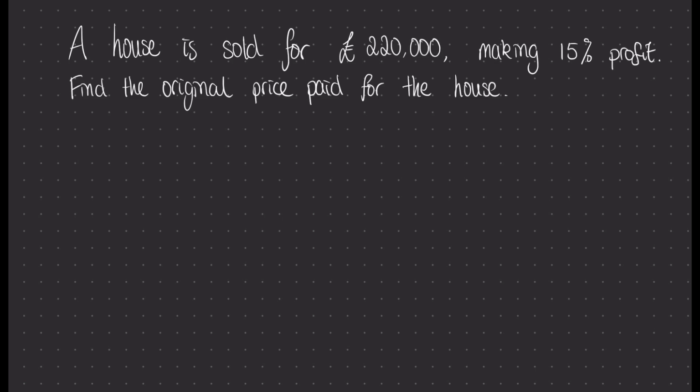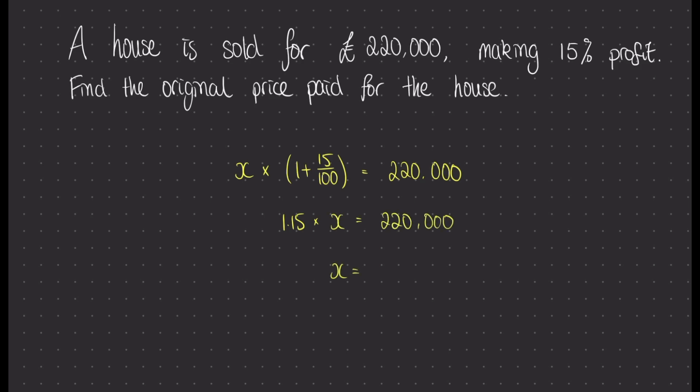We don't know the original price, but we know the new price. So the way that we do that is to set up the equation pretending that we do know the original price. The original price in this case we can replace with an unknown variable. I'm going to use x. So we always do the original multiplied by the multiplying factor equals the new value. The multiplying factor in this case is going to be 1 plus 15 over 100, giving us the new value. So let's simplify this. We have 1.15 times x equals 220,000, and dividing both sides by 1.15, we get the original price, which is 191,000.